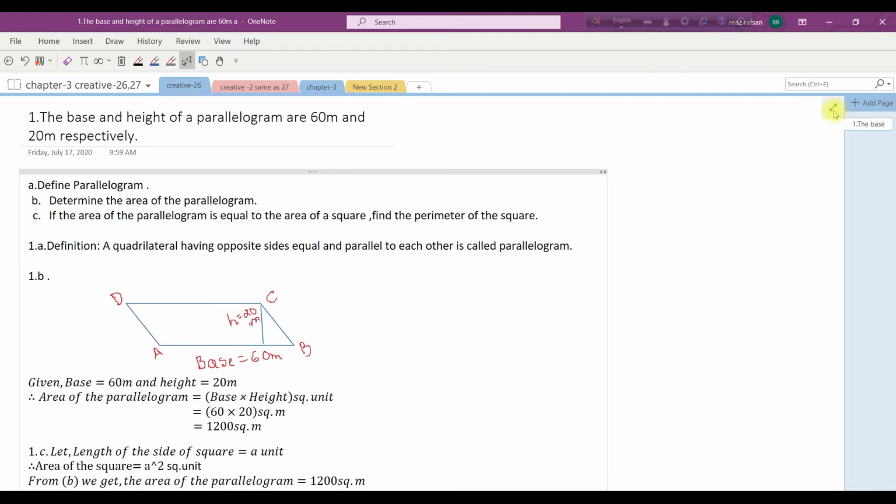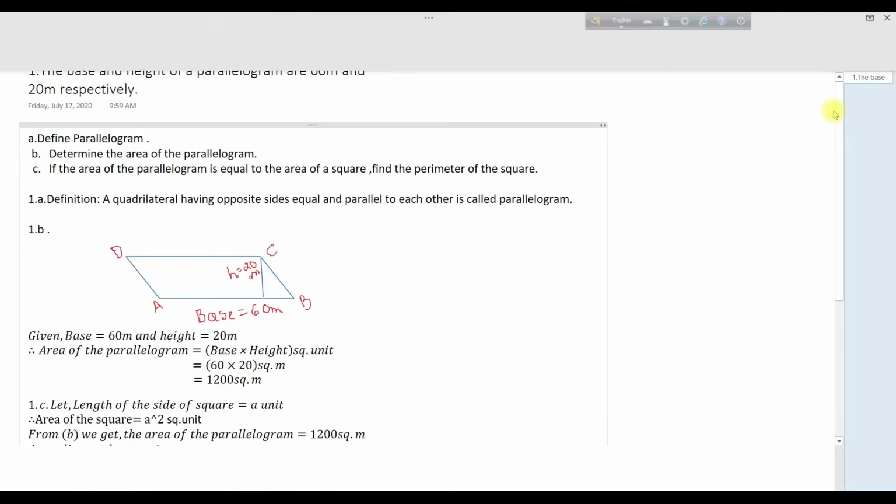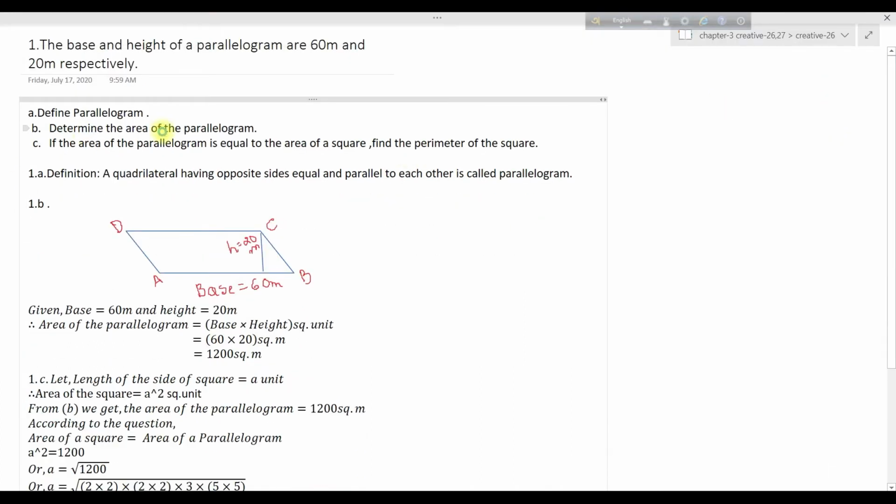Today we are going to talk about a creative question from your book, chapter 3, number 26. I've changed the values a little bit. First of all, the base and height of a parallelogram are 60 meter and 20 meter respectively. In your book, you will find that the values are given as 40 meter and 30 meter. I've changed that.